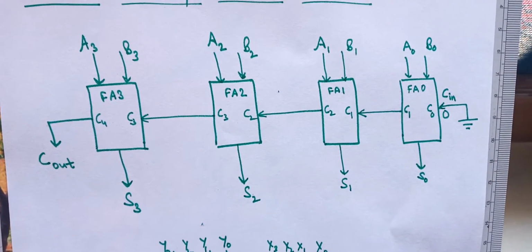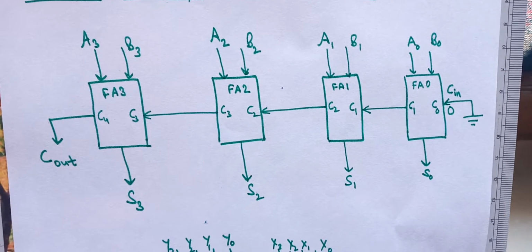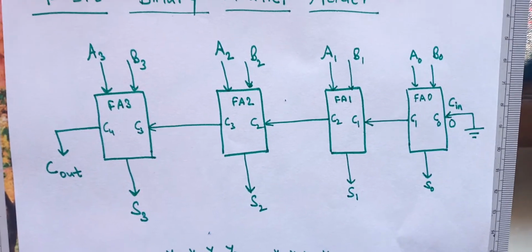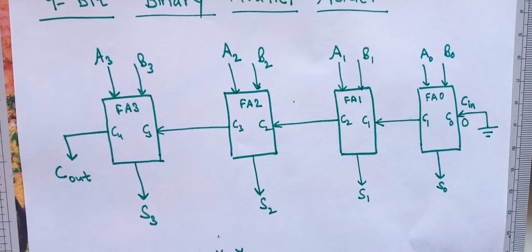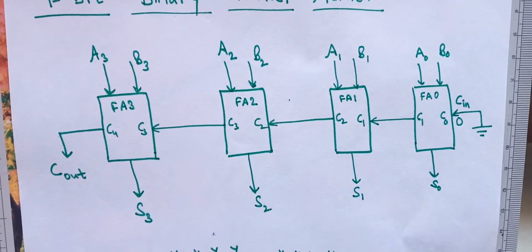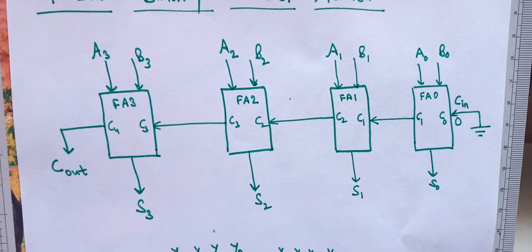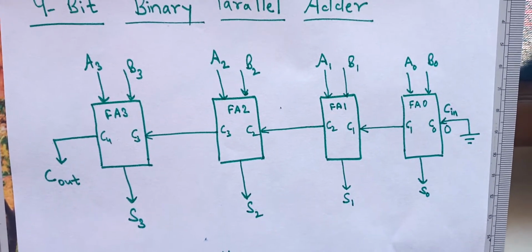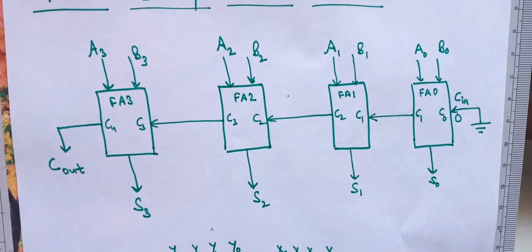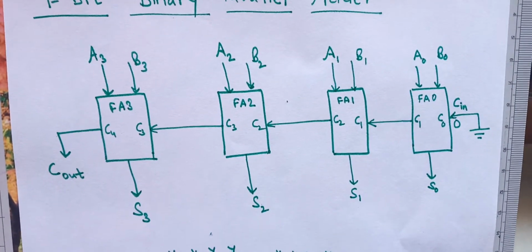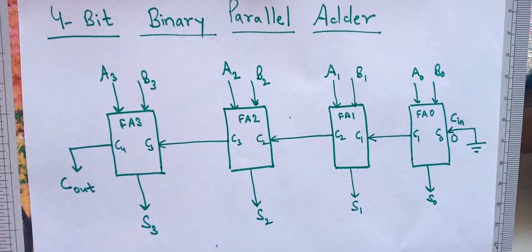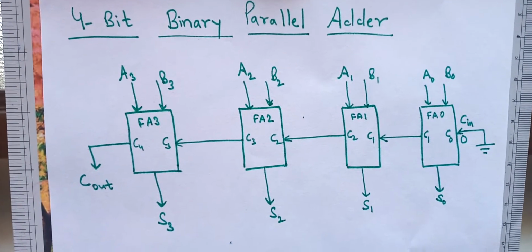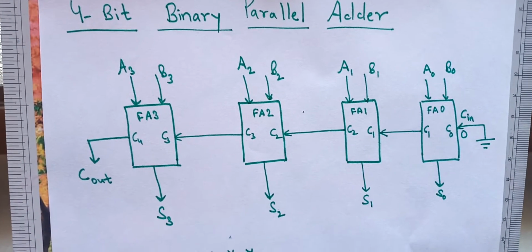So let us talk about FA0. We have given the names FA0, FA1, FA2 and FA3 depending upon the positions at which these are placed. FA0 is the least significant bit full adder, and we have named it FA0. Similarly, we have named FA1 corresponding to a full adder which is responsible for addition of A1 and B1. Similarly, we have given the names FA2 and FA3.